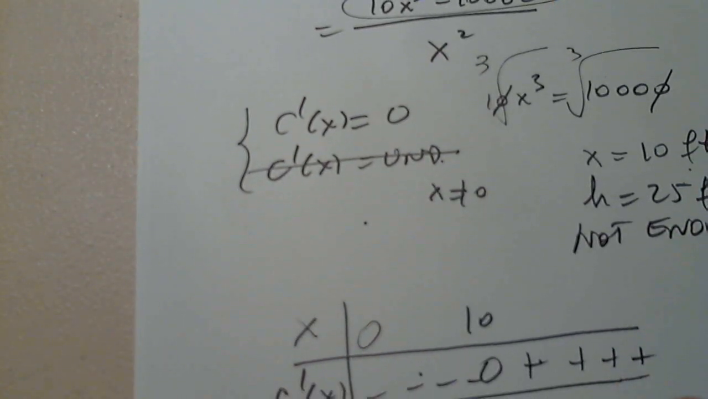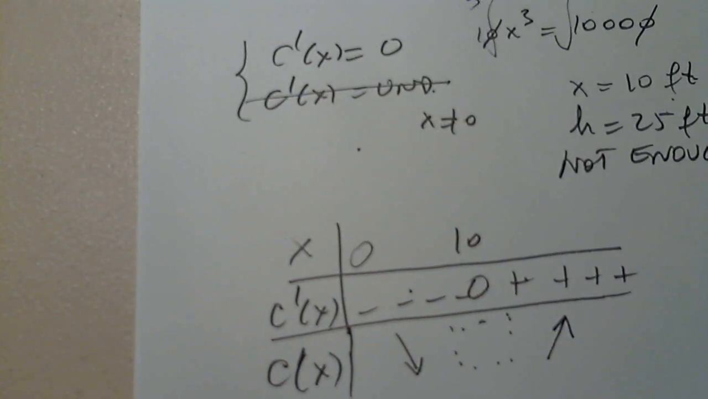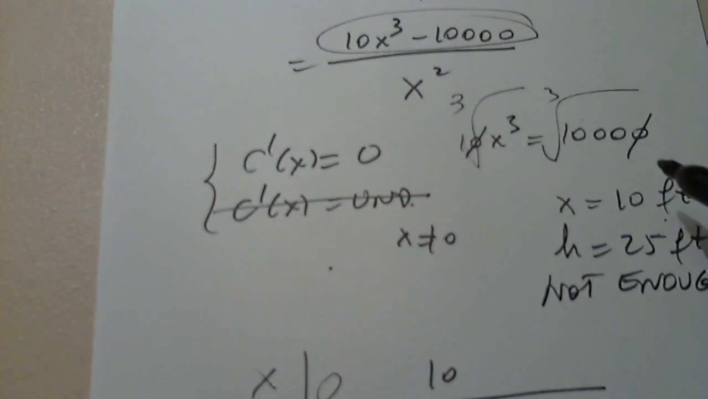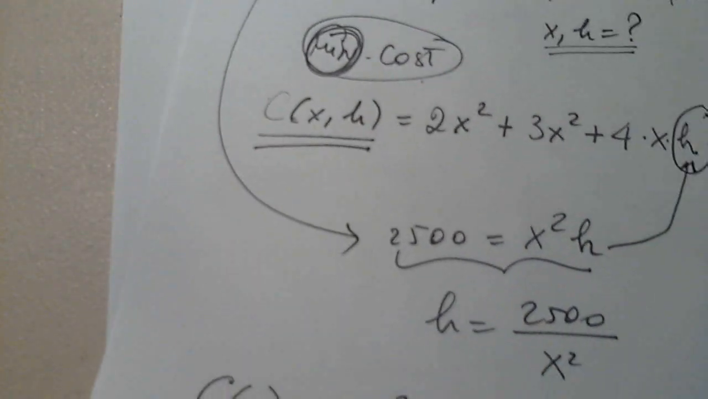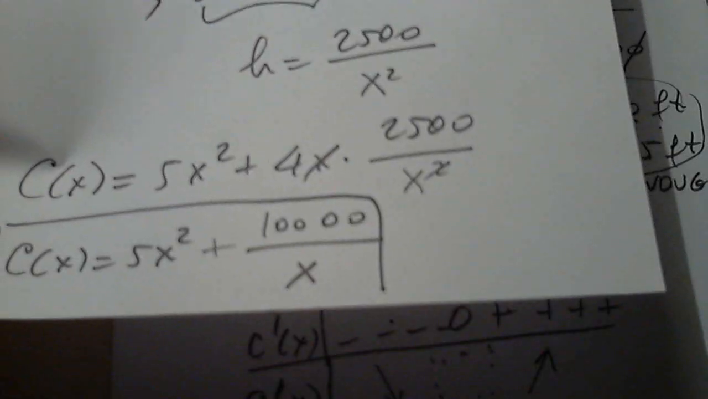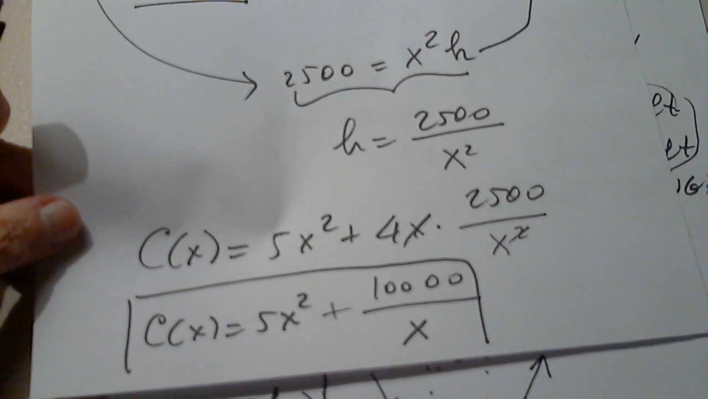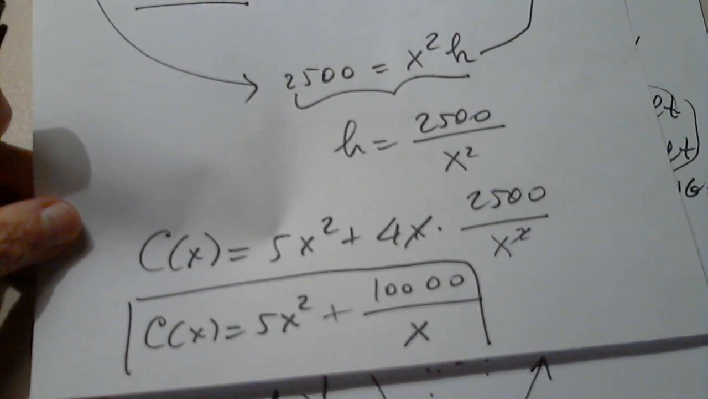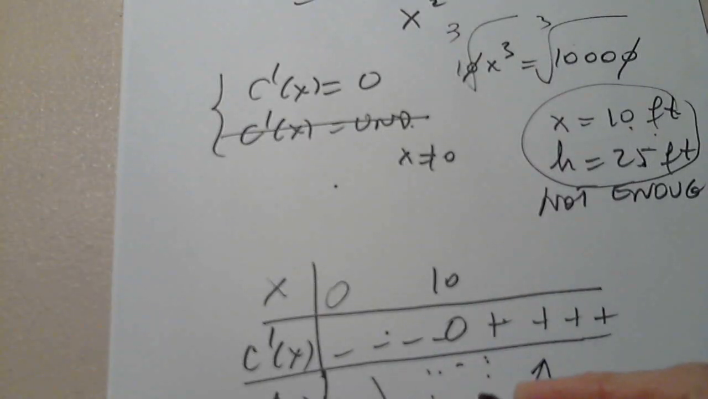I have to find the cost at this number. But I can guarantee that this is the absolute minimum because of the signs of the first derivative. But I have to find it. So I will replace x by 10 and h by 25. Or I simply replace x by 10 in here. So the same thing. C of 10 is 500 plus 1,000, so this is 1,500. And this is the minimum cost.